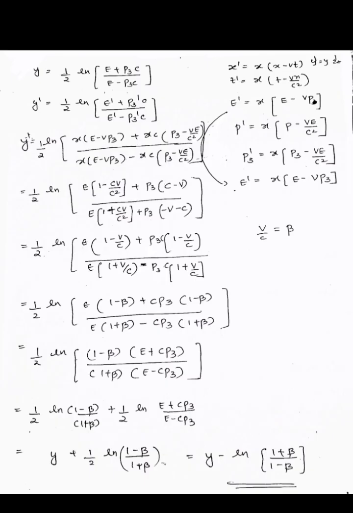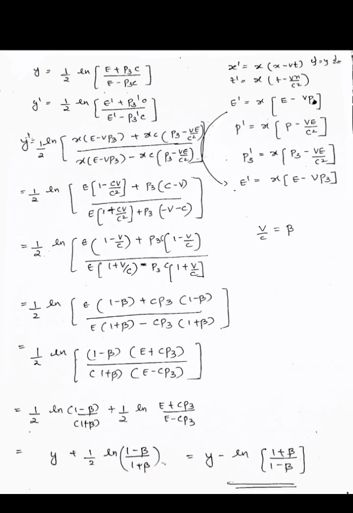We know that x dash is equal to gamma into x minus vt. Y dash is equal to y, z dash is equal to z, t dash is equal to gamma into t minus vx by c square, E dash is equal to gamma into E minus vp, P dash is equal to gamma into P minus VE by C square. So here P3 dash is equal to gamma into P3 minus VE by C square and E dash is equal to gamma into E minus VP3.